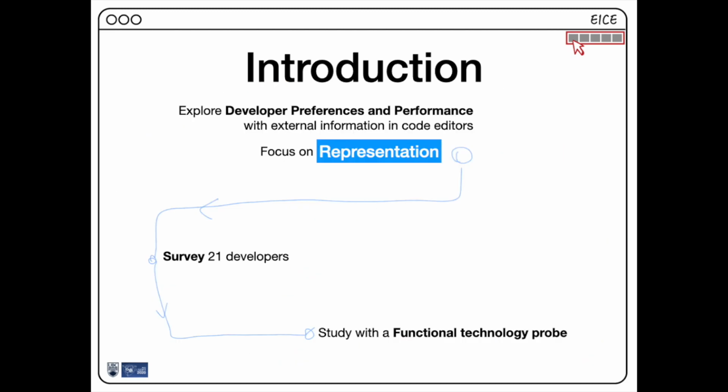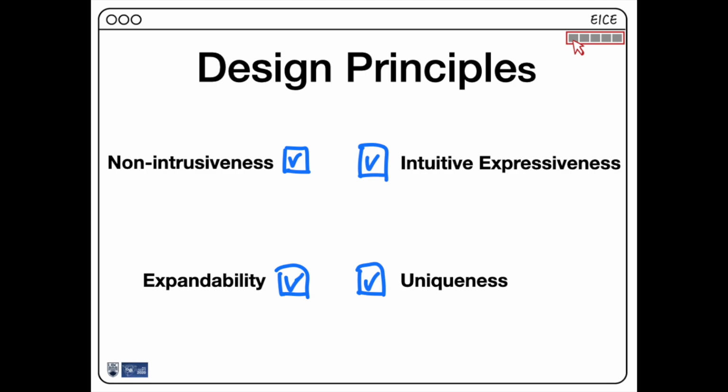So in our study, we explore developer preferences and performance with external information in code editors. We focus on representations, and tool designers can consider our findings to improve how they integrate external information with source code editors. There are some design principles to balance the actionability of the integrated information with the risk of that information being overwhelming. First, we think the information should not distract developers, so minimum representation should be preferred.